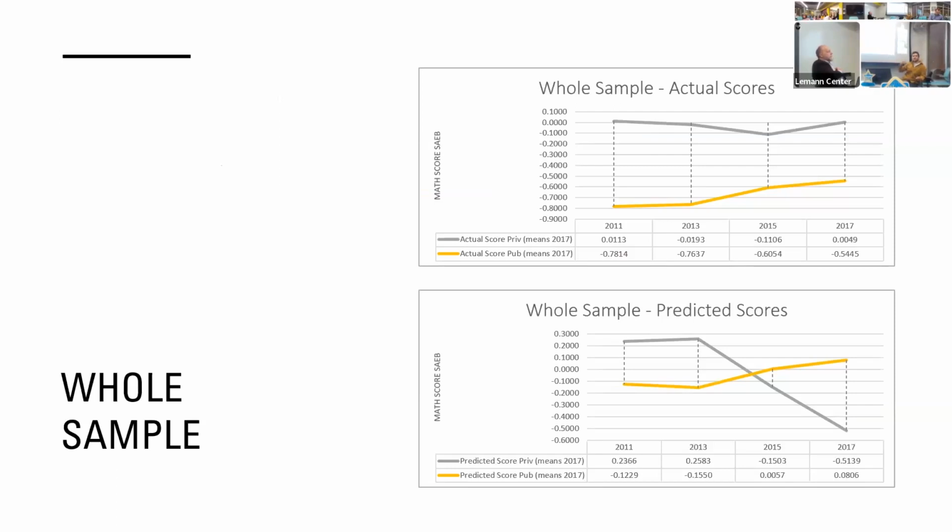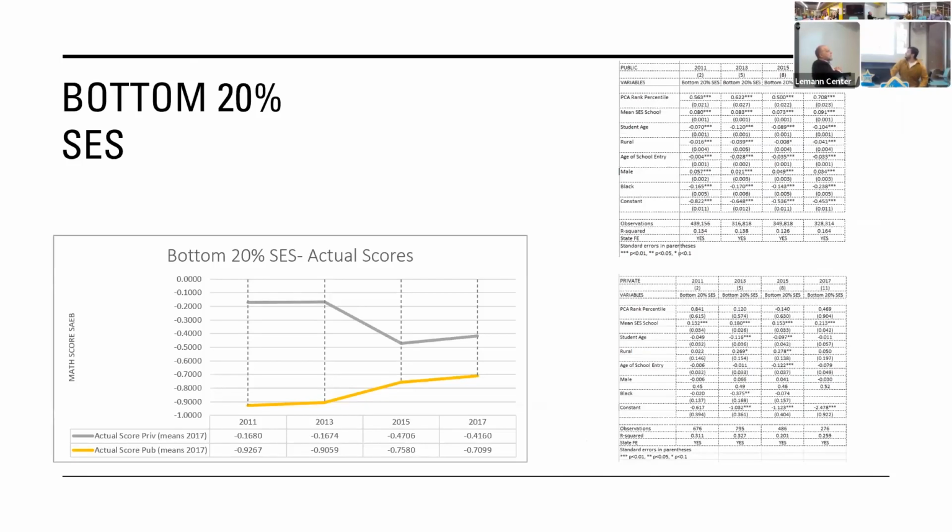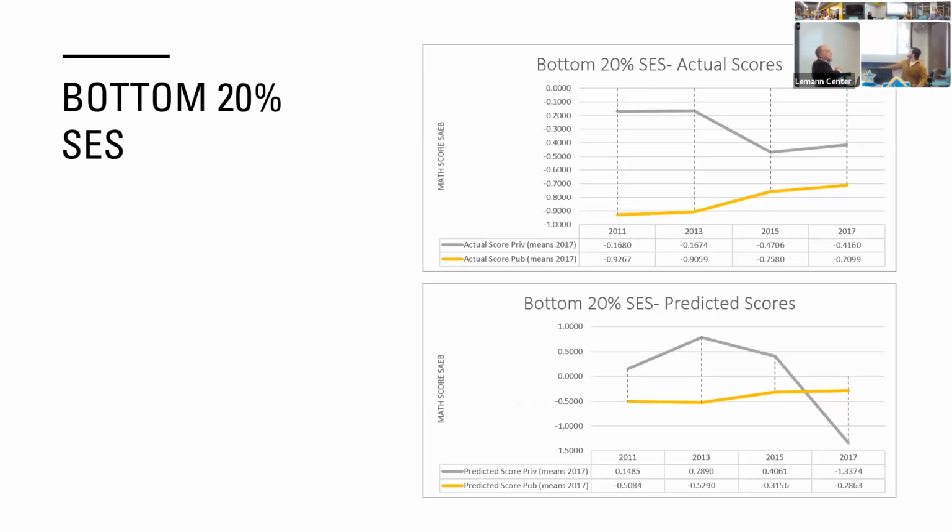So it's relying only on variations of teacher quality, resources, all sorts of variables that are not observable in students. And what we see here is that in 2015, the prediction for public schools surpassed private schools. And this goes on to 2017, and the gap widens even more, right? This is the scores for the bottom 20% SES for public and private, and we see the same pattern: the achievement gap sort of reverses.